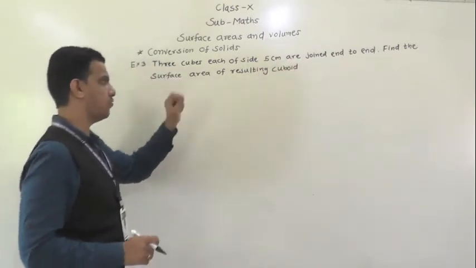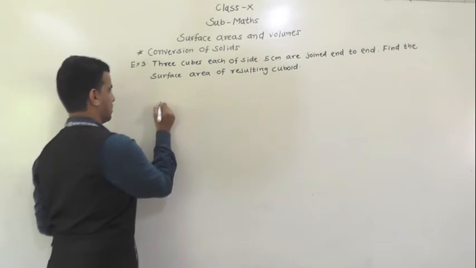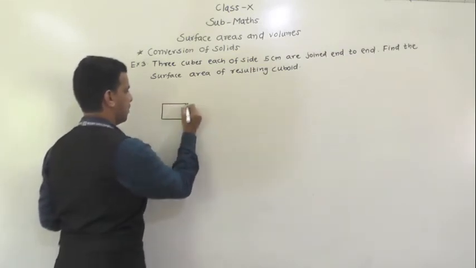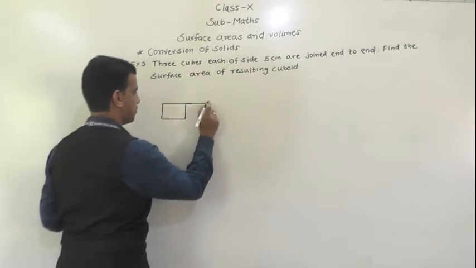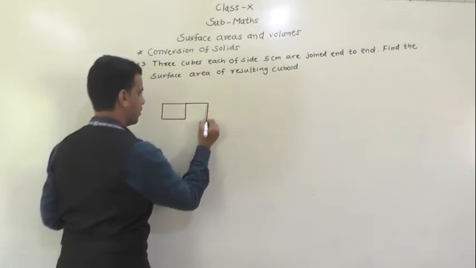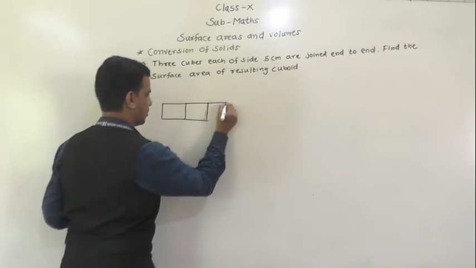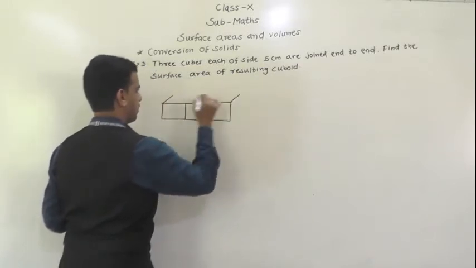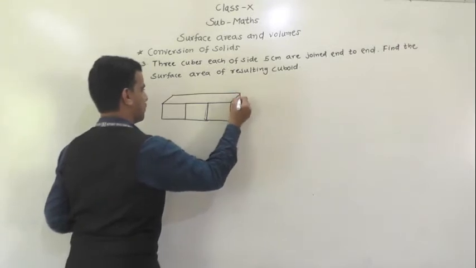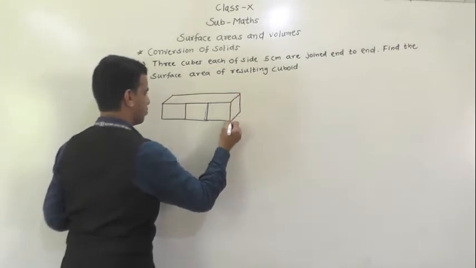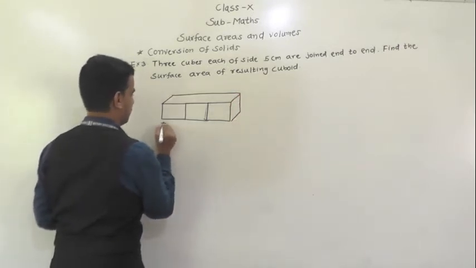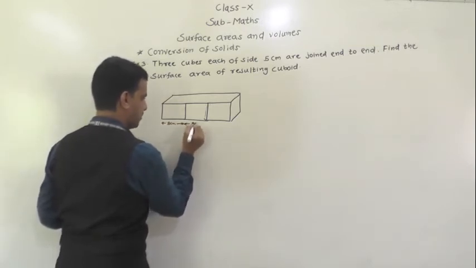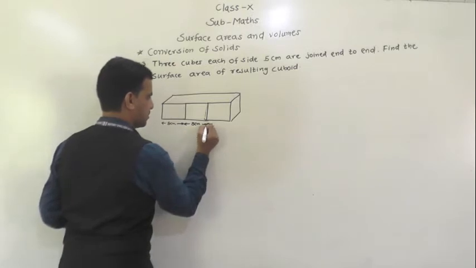Find the surface area of the resulting cuboid. Same as the first one, if we join 3 cubes end to end, the length will change. The length of the resulting cuboid is 15 centimeter: 5 centimeter plus 5 centimeter plus 5 centimeter.